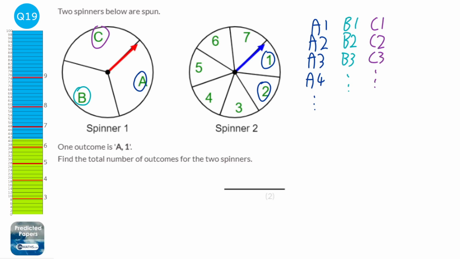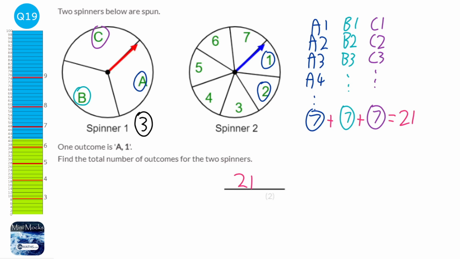So how many combinations are there with A? Well, there's going to be 7 because there's 7 numbers. How many with B? Well, there's also going to be 7. And how many with C? Well, there's also going to be 7. So in total, there's going to be 7 plus 7 plus 7, which is 21. And the way I can work that out easily is work out how many combinations there are with spinner 1. Well, there's 3. How many combinations there are with spinner 2? 7. And we just times the 2 together. 3 times 7 is 21.